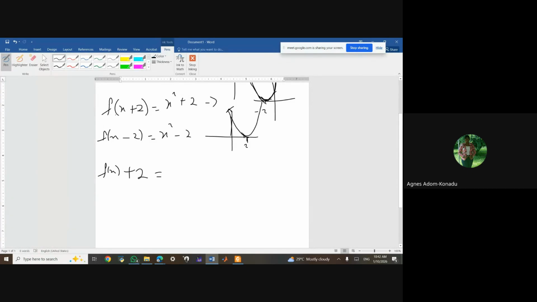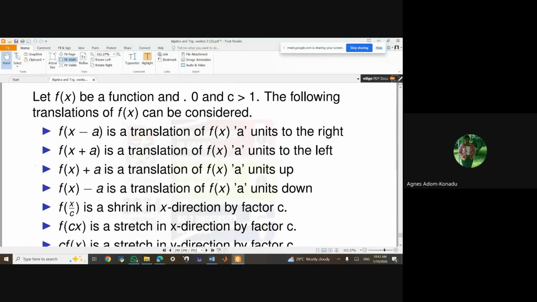It says that this is 2 units up. So it will be the original function, then the turning point will move up like this. Then I have f of x minus 2. This is 2 units down, so I'll have negative 2. So it will now turn like this. So 2 units down. So that's what it means. This will be 2 units up, and this is 2 units down.